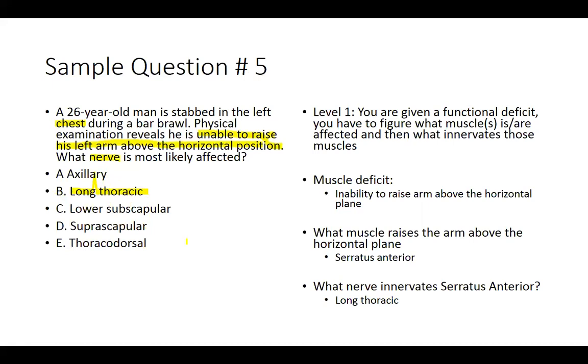Thoracodorsal, we've already discussed this before with the latissimus dorsi. So this is the guy that adducts, medially rotates your arm and even does extension of the arm. Okay? So you can do this multiple ways. I've been giving you functional deficits. A person can give you a nerve that's involved, and then you can work backwards towards a functional deficit or a muscle itself. Okay?